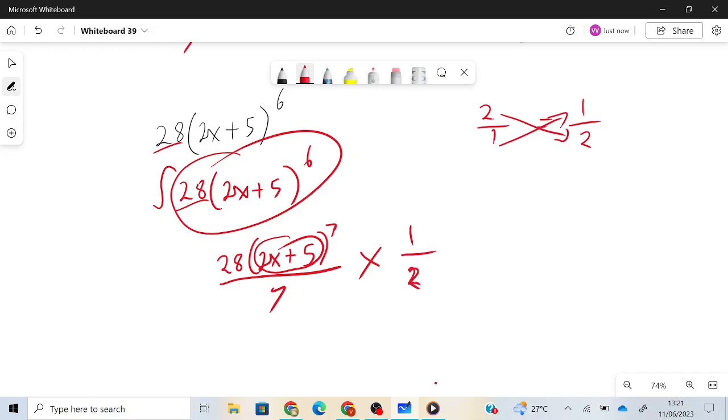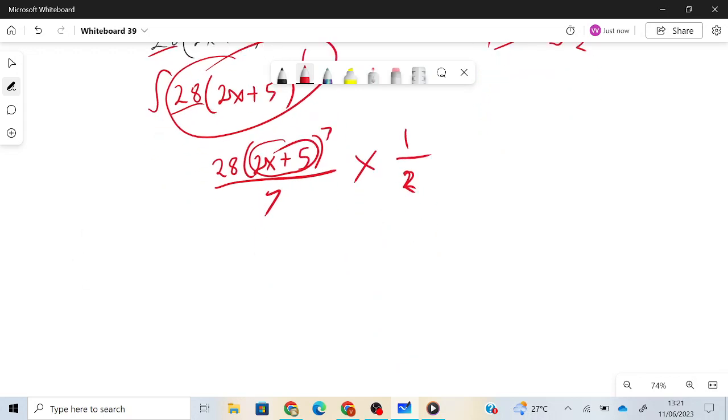Now when you get to this stage, you can use your calculator, of course. There are two ways of doing this. Either you do 28 divided by 7, so that should be 4, and then times it by 1 over 2, that's 2. Or you could do 28 times 1 over 2, and then divide that by 7, you get 2. But I would say just do 28 divided by 7 and then times that by 1 over 2. I think that's the quicker method and the easier method and the safer method.